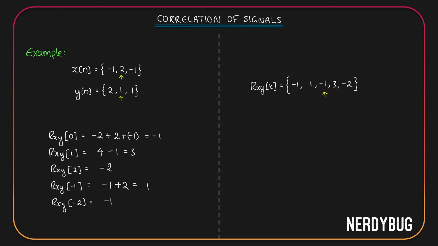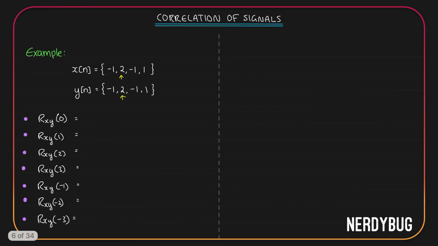So we can conclude that Rxy[k] actually helps us to see how similar x[n] and y[n] are. And this is what we call cross correlation. Cross correlation is used to check the similarity between two signals. Let us now take another example.